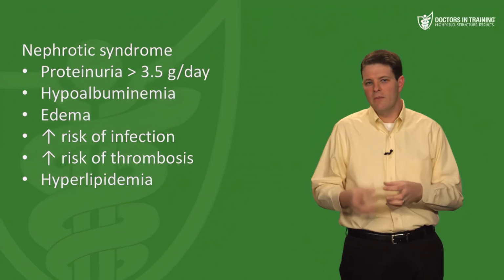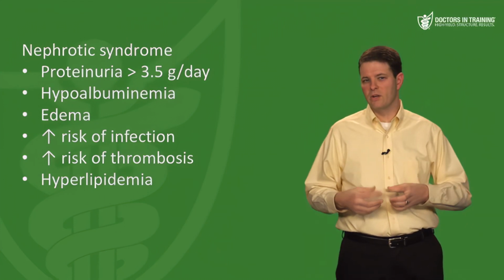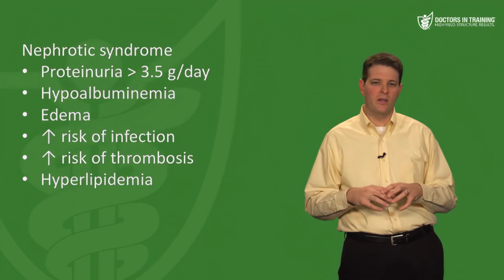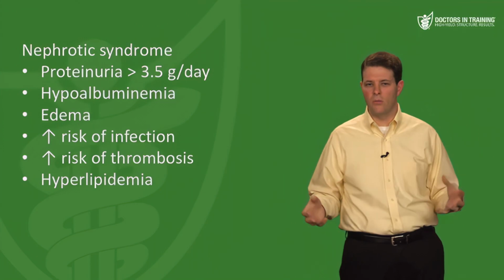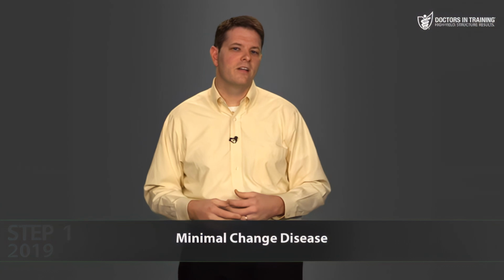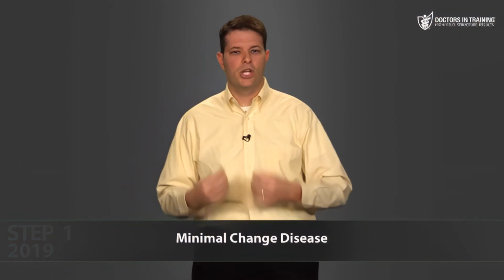So, even though heavy proteinuria is the most important diagnostic feature of nephrosis, there's this whole constellation of findings, which is why we call it nephrotic syndrome. It's a syndrome of lots of different findings. Now, the first disease I want to discuss that causes nephrotic syndrome is called minimal change disease.